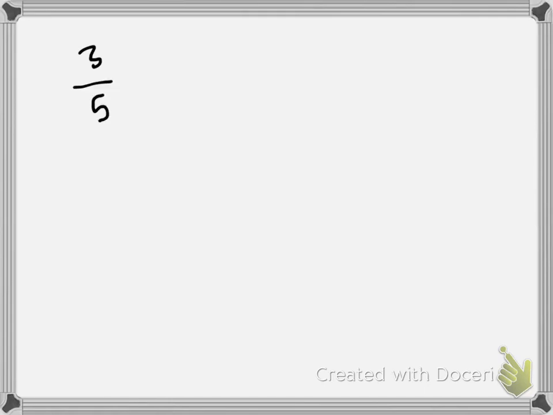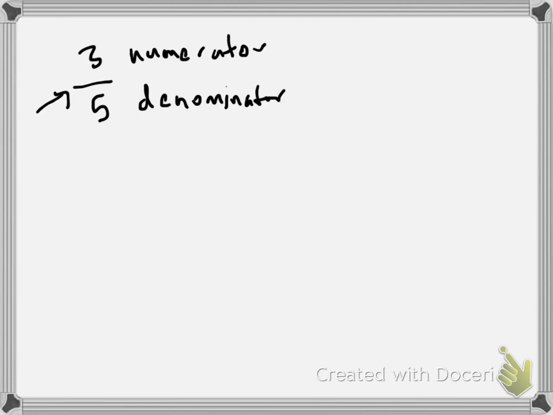Okay, there's a couple of pieces that make up the fraction. The top number, the 3 in this case, is called the numerator. And then that bottom number, the 5, down below is called the denominator. And then the little bar in the middle here is called the fraction bar. And this fraction is an example of what's called a proper fraction.